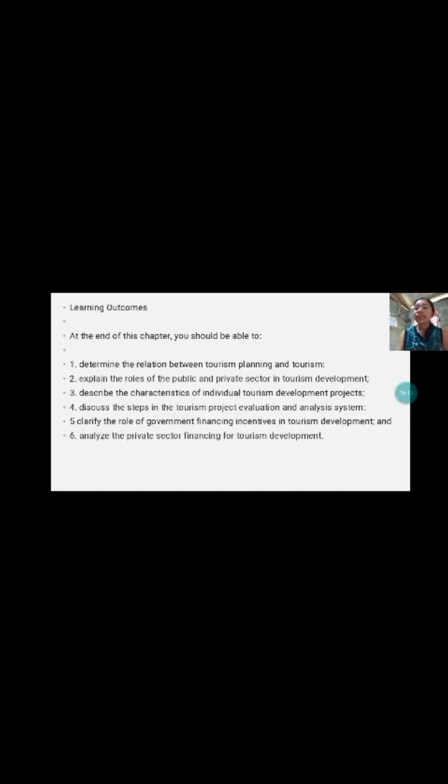So in this lesson, we will be able to determine the relation between tourism planning and tourism development, explain the roles of the public and private sector in tourism development, describe the characteristics of individual tourism development projects, discuss the steps in the tourism project evaluation and analysis system, clarify the role of the government and financing incentives in tourism development, and analyze the private sector financing for tourism development.